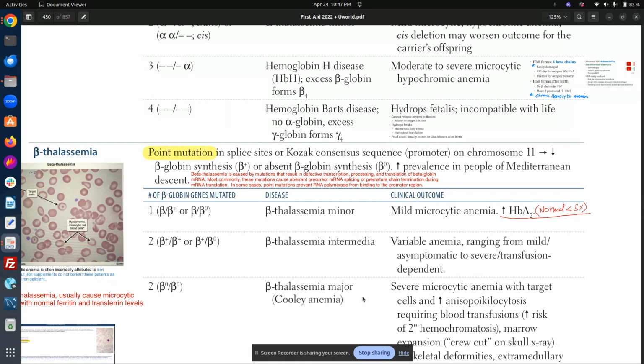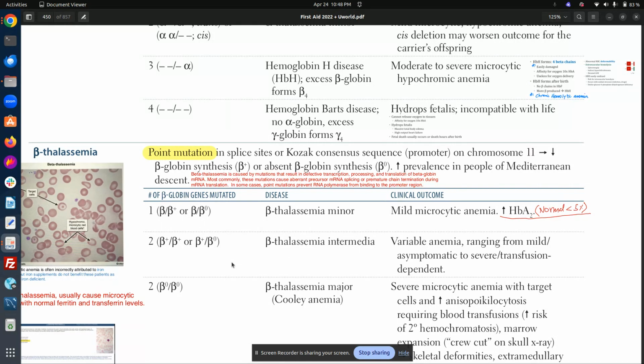And what is the best initial test? Best initial test for any type of anemia is complete blood count. In the complete blood count, we'll see decreased MCV, decreased MCH, and decreased MCHC. And then we'll do the peripheral smear in thalassemia. In the peripheral smear, it will show microcytic hypochromic cells with target cells.